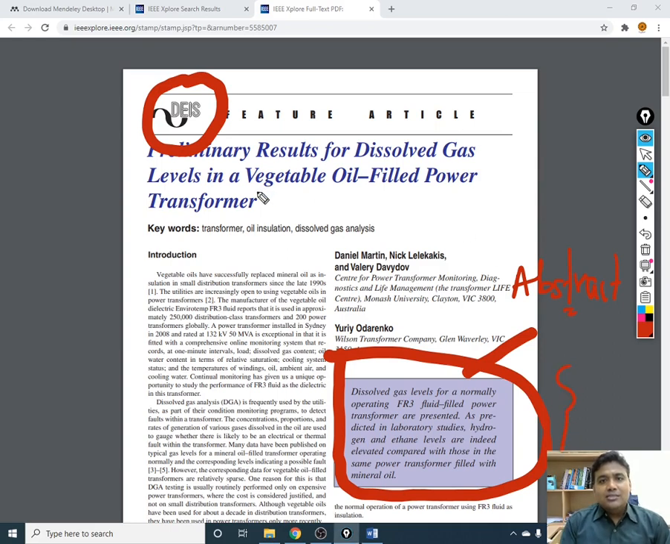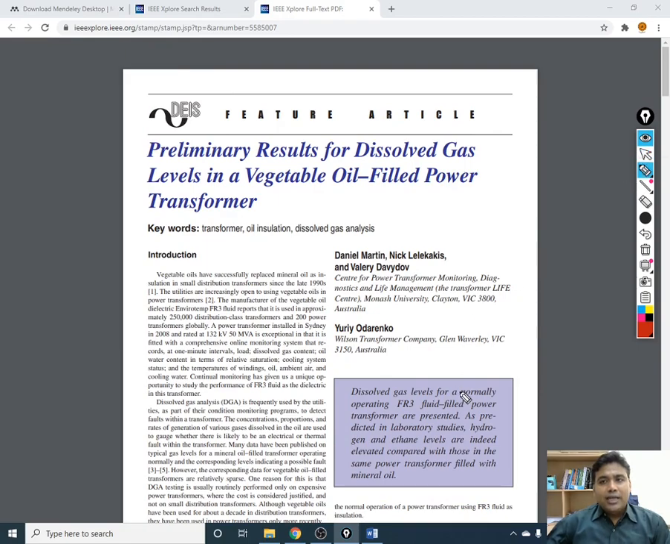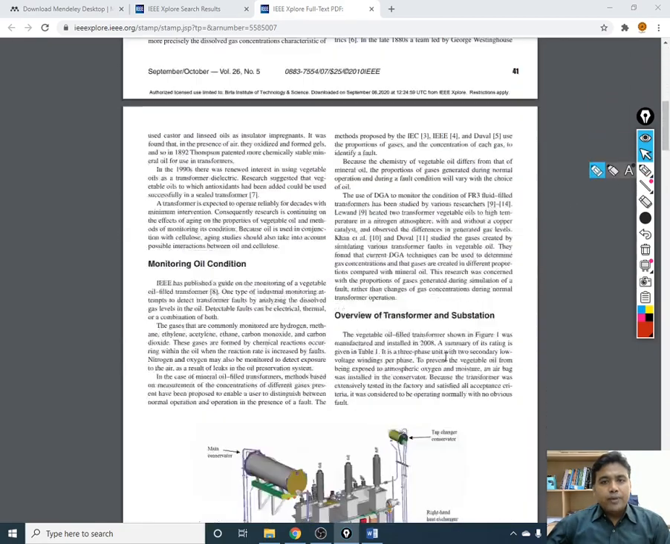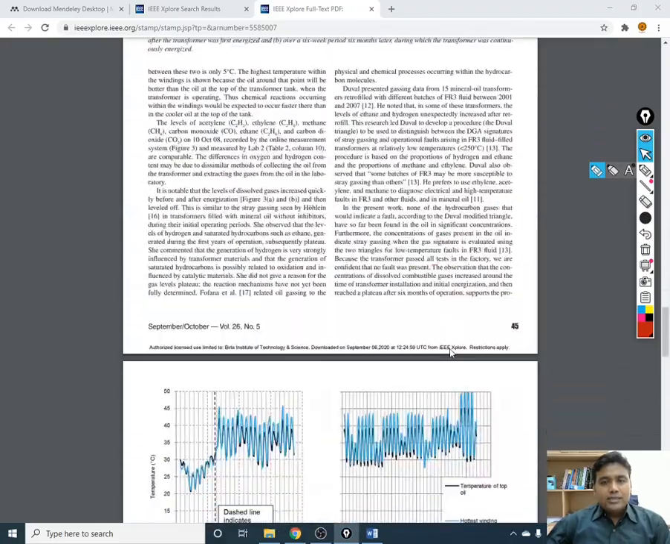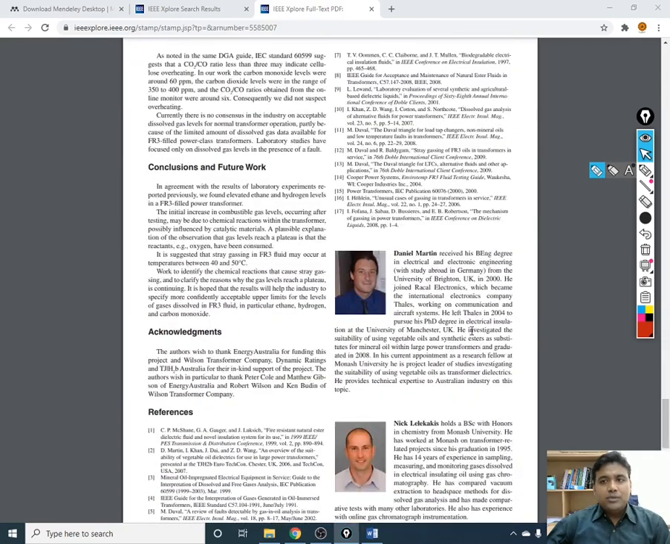So here you can see that this is about vegetable oil filled power transformer, and they are trying to get the dissolved gas analysis. So you have to just go and scroll through this paper and understand what is being told in the paper through the conclusion and the results section. A lot of results are being published in the journals and the magazine papers. So here what you can do is you have to just read the conclusion part to understand. You have to read through the conclusion, where you will get the conclusion of this paper.